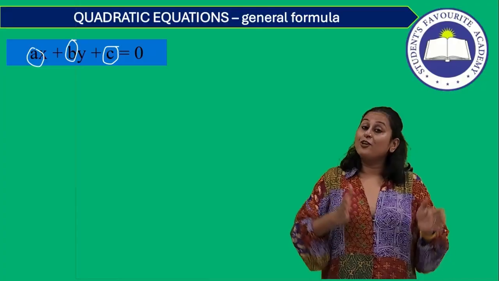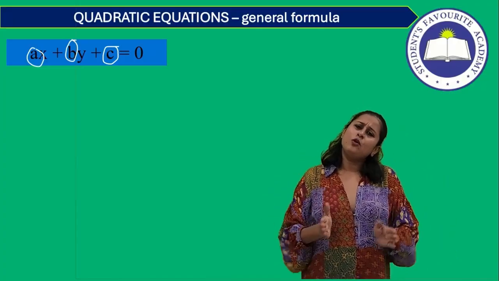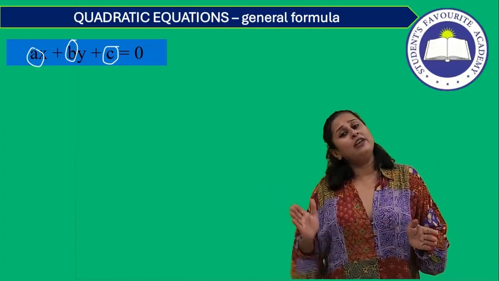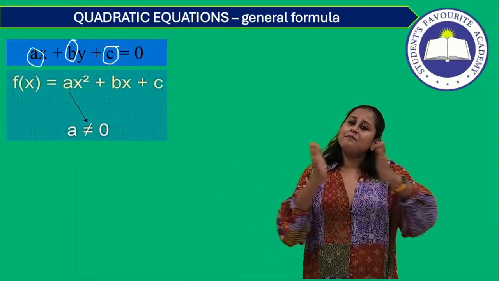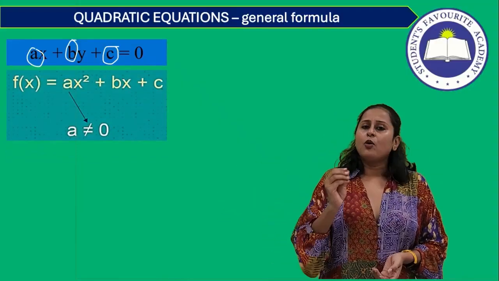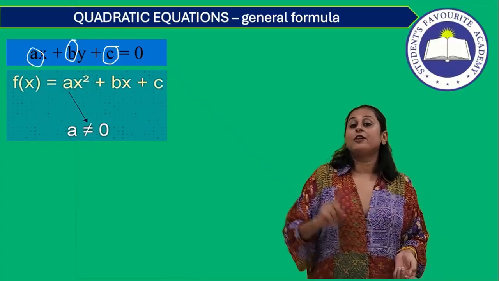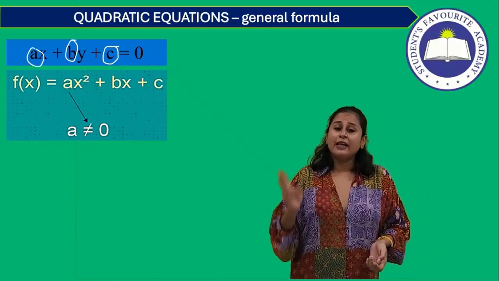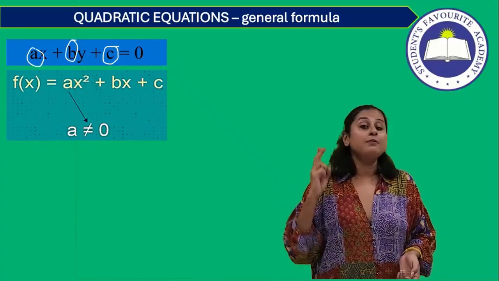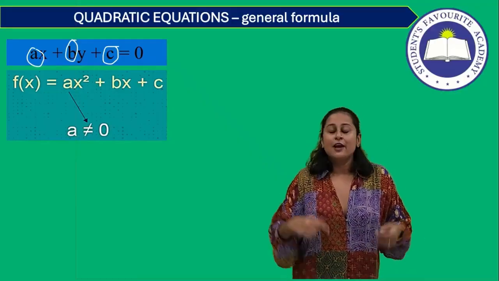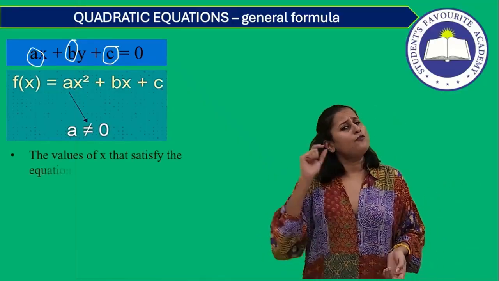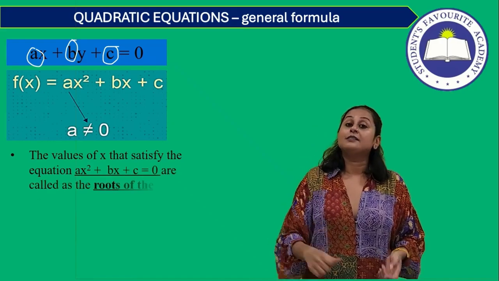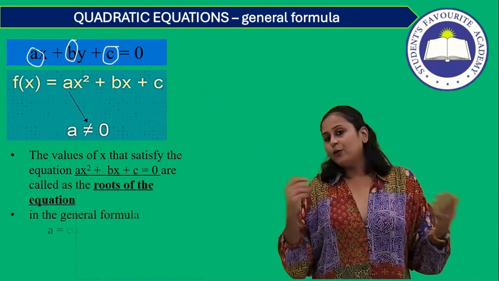So here the powers are 1, so there can be only one value of x and only one value of y that will satisfy the equation. Applying the same thing to the quadratic equation: a quadratic equation has a highest power of 2. So there can be a maximum of 2 values of x for which the equation becomes equal to 0. Those 2 values of x will be called the roots of the equation.